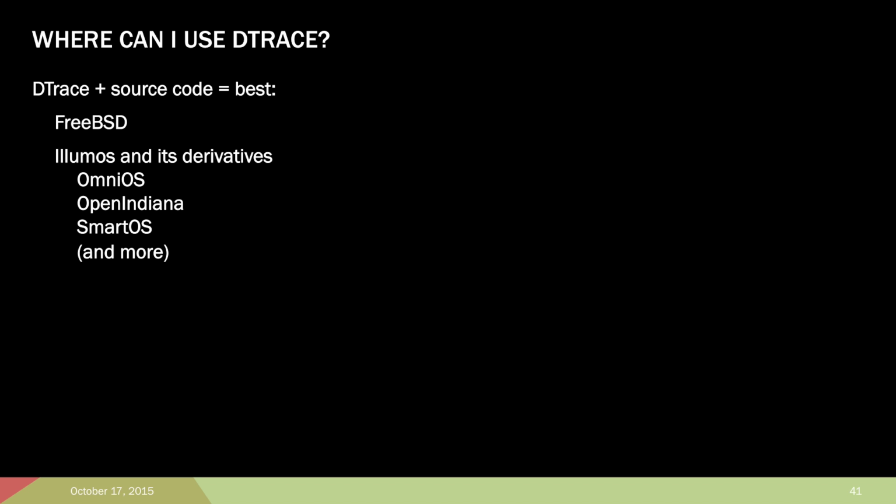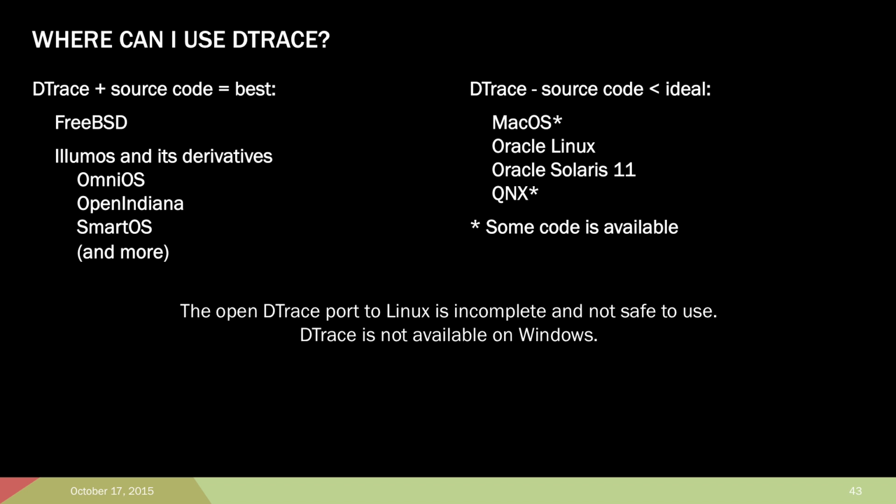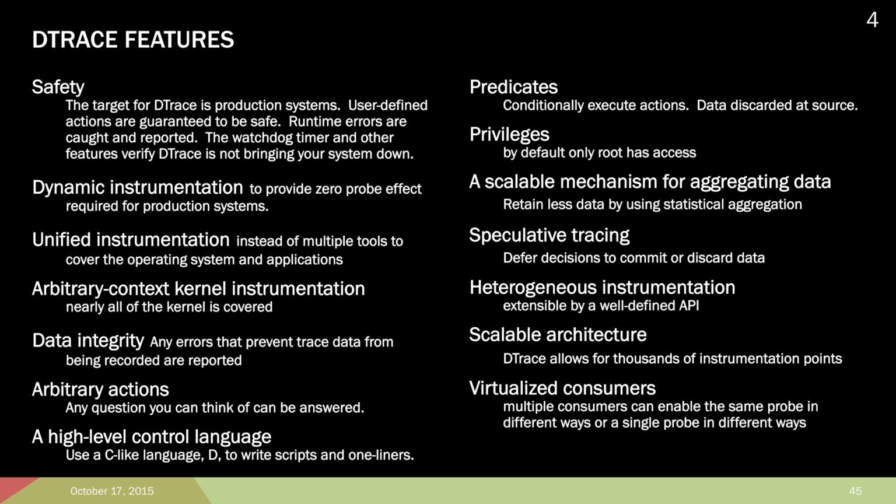one of the Illumos derivatives. Not having the source code is less than ideal, but DTrace is also available on these systems, MacOS X and Oracle Linux, as well as others. Don't use the OpenDTrace port on Linux in production, and DTrace is not available on Windows, but it's not Unix specific and it is open source, so if you're feeling ambitious and have the skill, you could port it there if you wanted to.